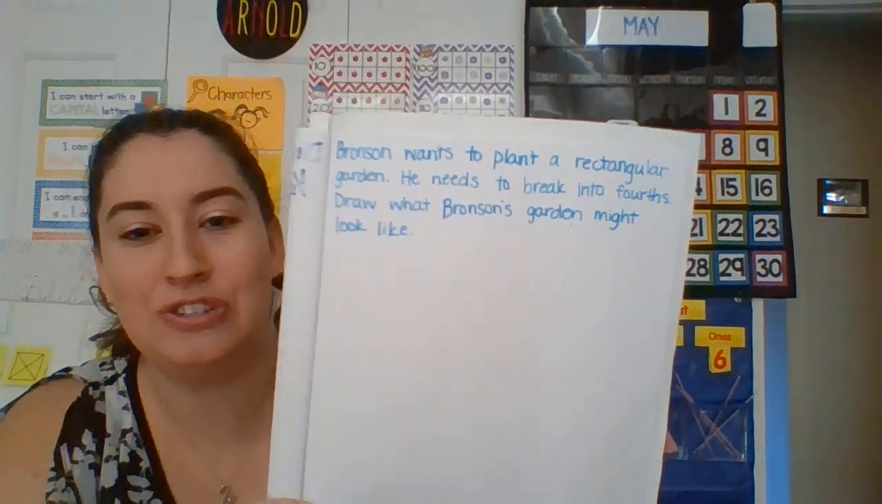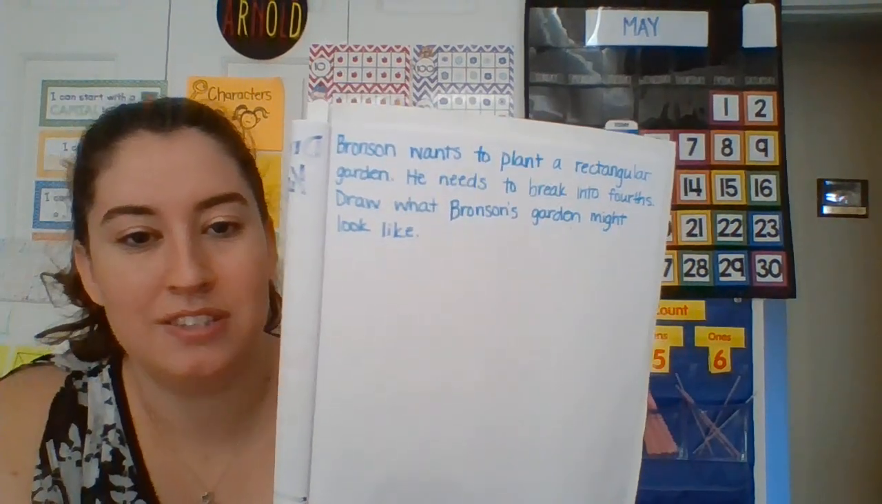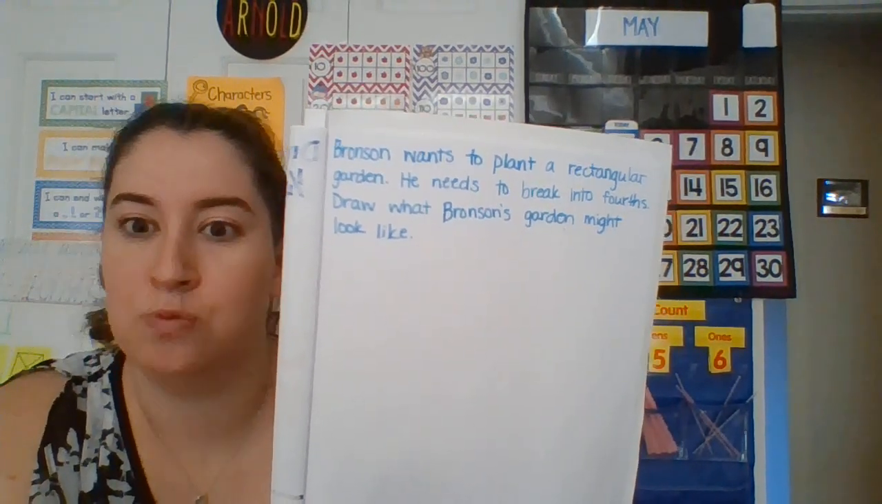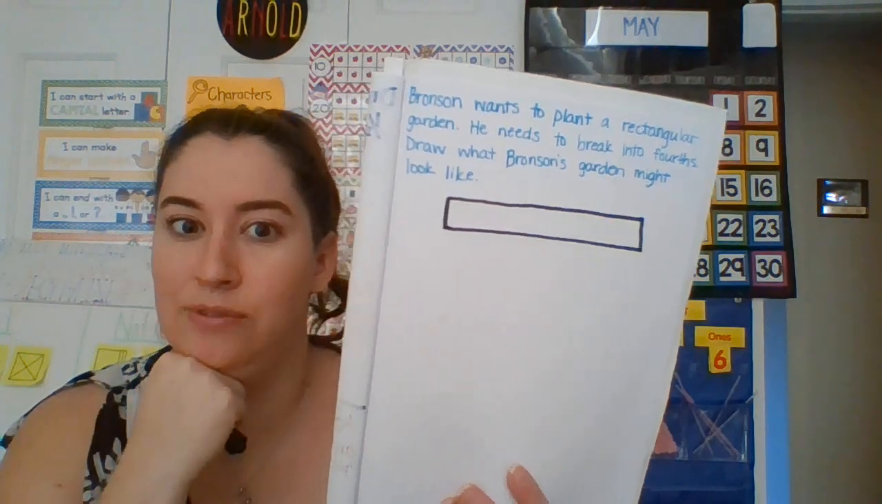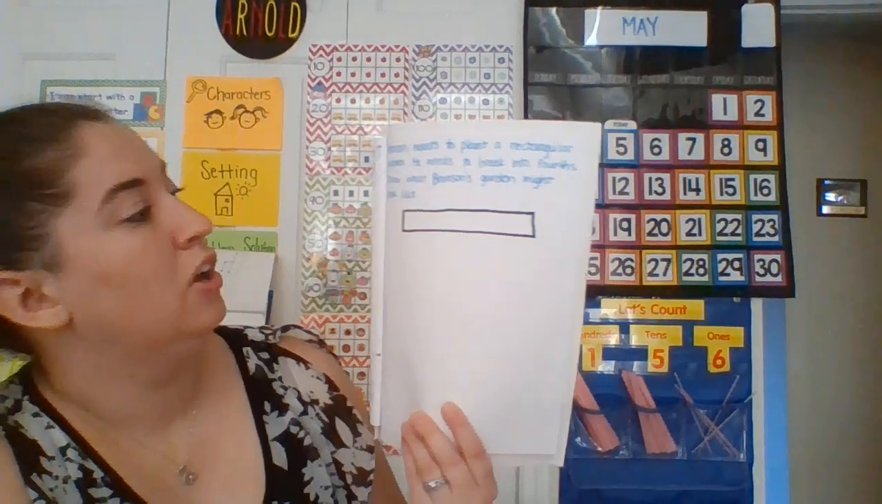Okay, so yesterday, on Monday, we had Bronson, and Bronson wants to plant a rectangular garden. So I'm going to start there. He wants to plant a rectangular garden. So I'm going to draw a rectangle because that's what rectangular means, right? I'm going to make him have a really skinny, long garden. But you can have any type of rectangle. And remember, a rectangle is just a square, but the square is kind of stretched. So 2 sides are longer than the other. So I made Bronson have a really long, skinny, rectangular garden, but you could give him a really fat one too. It's completely up to you.